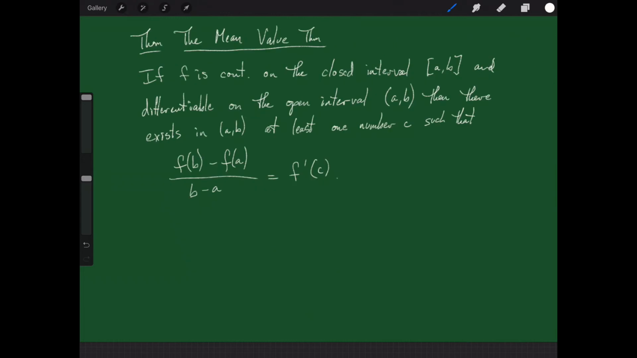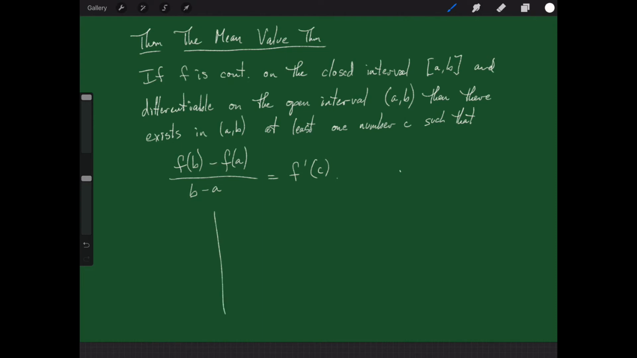All right, now we'll talk about the mean value theorem. And so let's talk through it real quick. So the mean value theorem says that if f is continuous on the closed interval from a to b and differentiable on the open interval from a to b, then there exists in the open interval from a to b at least one number c such that f of b minus f of a over b minus a is equal to f prime of c. Okay, so we call this the mean value theorem, and let me tell you basically what the mean value theorem tells us.